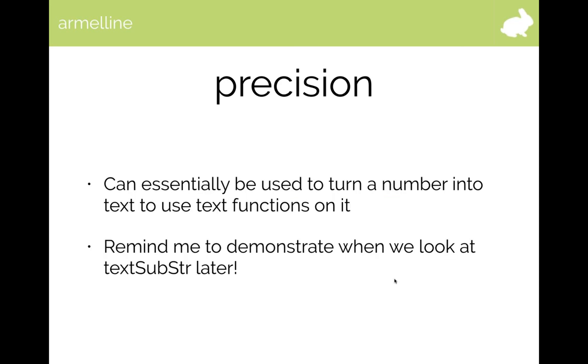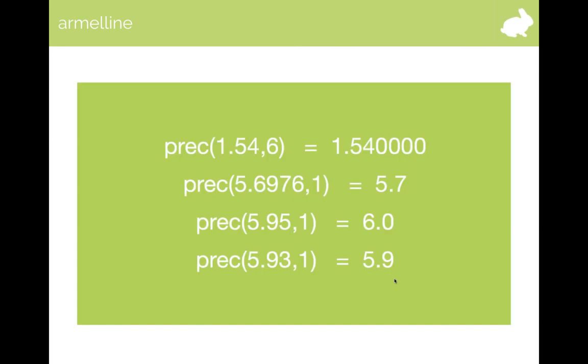So very handy one. It can be essentially used to turn a number into text to use those text functions on it. Really interesting one. I found that very handy in recent weeks. So if you say precision 1.54 and you say you want 6 digits in total, it will show you those 6. If you say you want only 1 digit, it will round it up or down to the relevant amount.